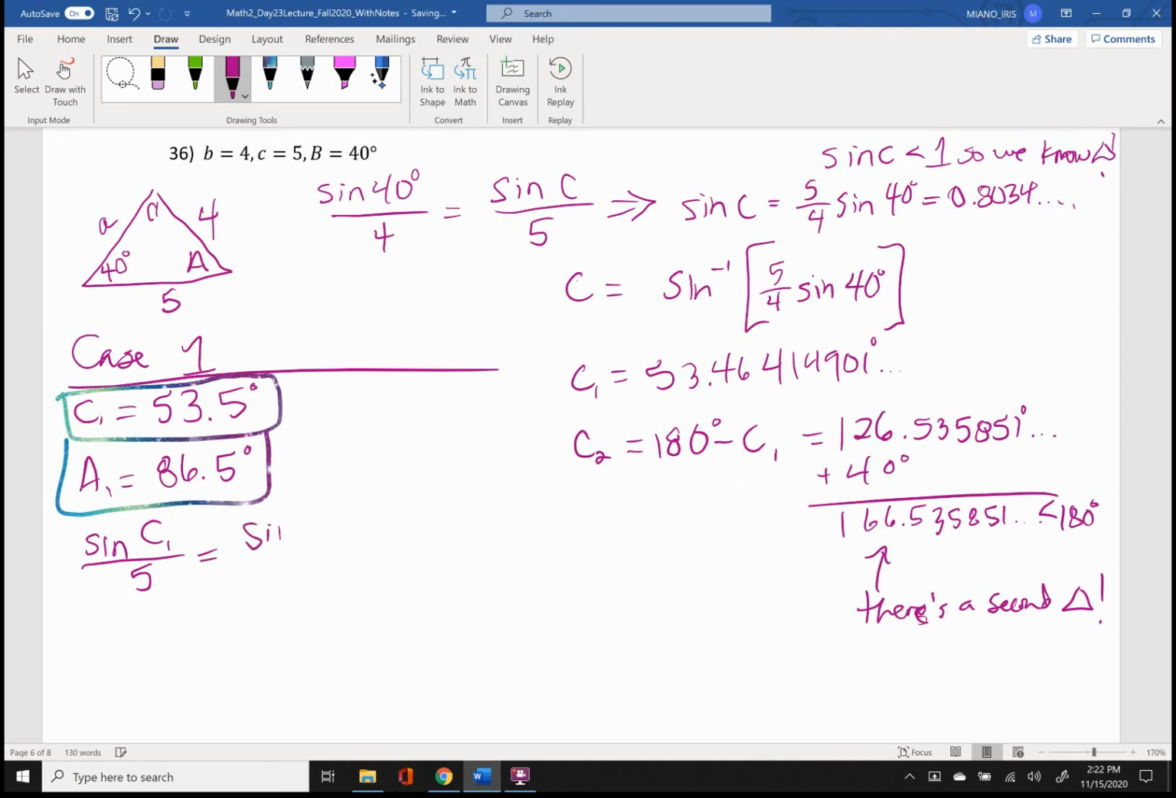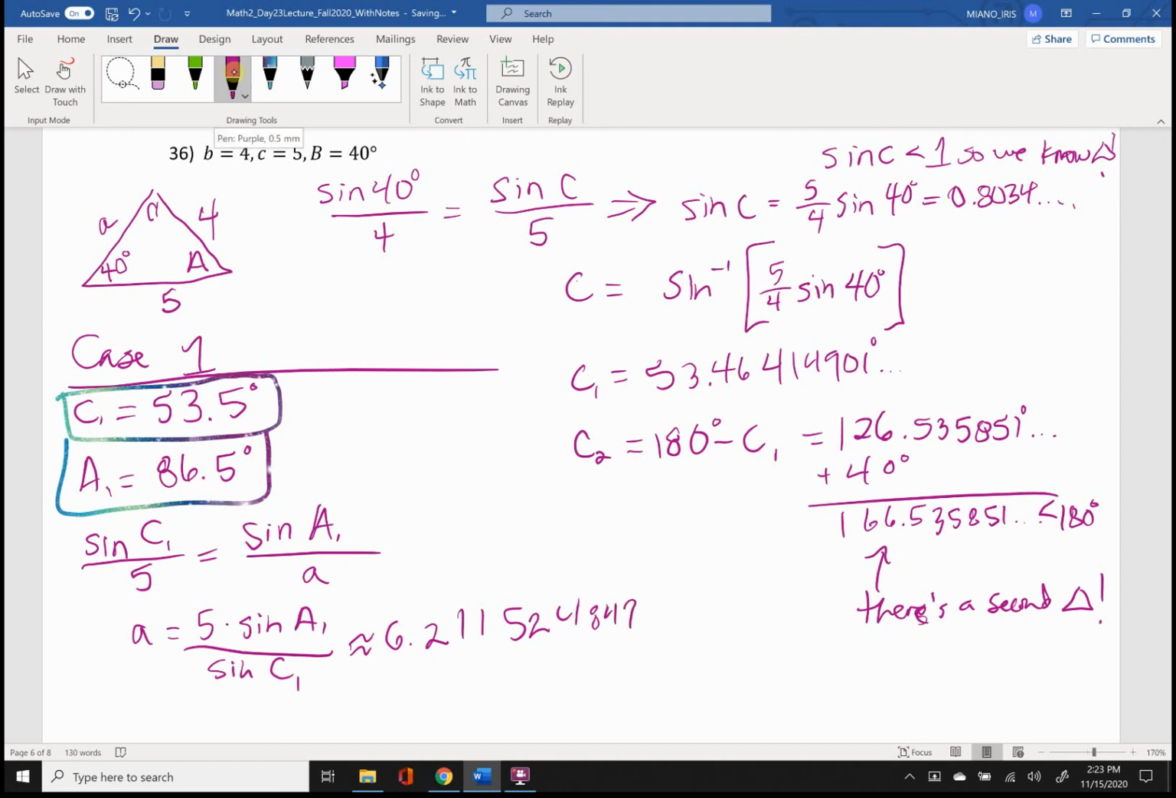So that's equal to the sine of A1, which is going to be 180 minus this minus 40. So it's going to be a little bit more information than 86.5, just to be clear, and that's supposed to be over lowercase a. I could do the cross product, solve for a, and I will get a equals 5 times sine of A1 over the sine of C1, which is approximately 6.211524847. But it's a length, so rounded to the nearest hundredth it will be 6.21. Call it good. Just to be clear, this is lowercase a sub 1. This is still associated with case 1, okay? So there you have it.